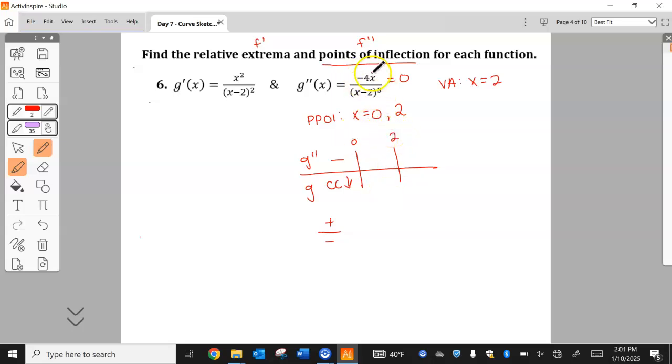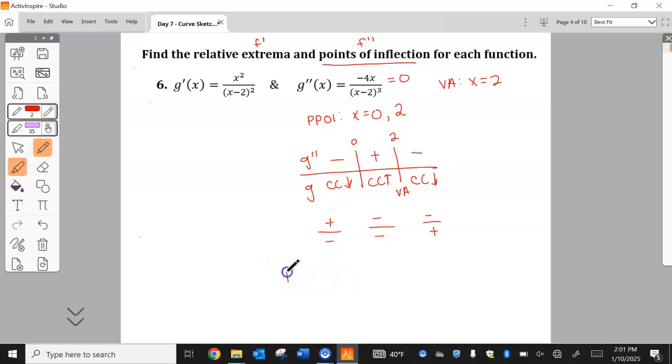Then I'm going to plug in 1. That'll make the numerator a -4. That'll make the bottom -1 cubed, which is going to still be negative. So that's positive. So this is concave up. I'm going to remind myself that 2 is a vertical asymptote. So even if I change concavity here, it can't be a point of inflection because we're undefined there. So let's plug in 3. That'll make the top -12. That'll make the bottom 3 minus 2, 1. Cubed will be positive. So this is going to be negative, making it concave down.